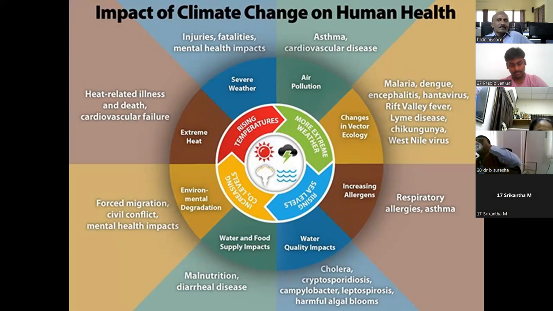So any increase in the temperature of the surface of the earth, or global warming and climate change, results in the development and multiplication of many disease causing microorganisms. Many disease causing microorganisms are going to be multiplied. So these are going to cause various diseases. So thus, global warming and climate change is also a man-made disaster.